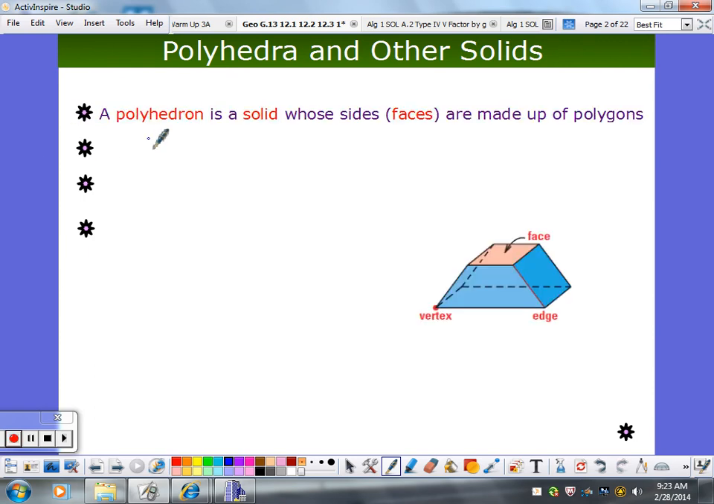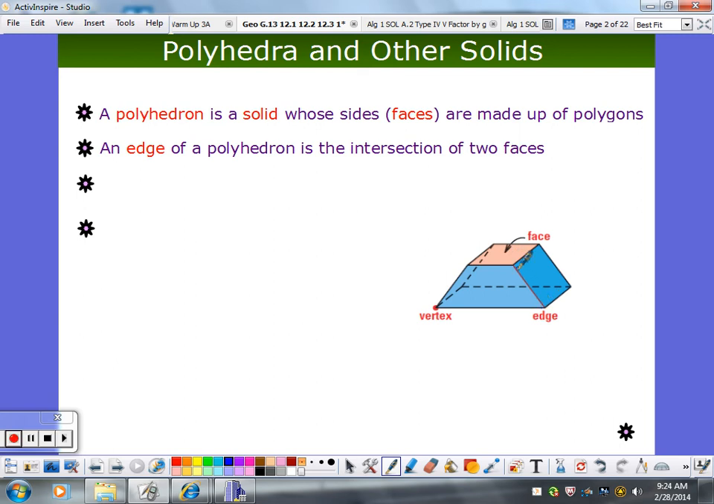What's that? A polyhedron is a solid whose sides, now we call them sides, we're going to start calling them faces, because when we think of a side, I think of a 2D figure and its side. So we have faces when we talk about polyhedra, and the faces are polygons. So here you can see some polygons making up the faces of this particular polyhedron. It's just a 3D figure with many different faces. That's what that means. An edge is where they meet.